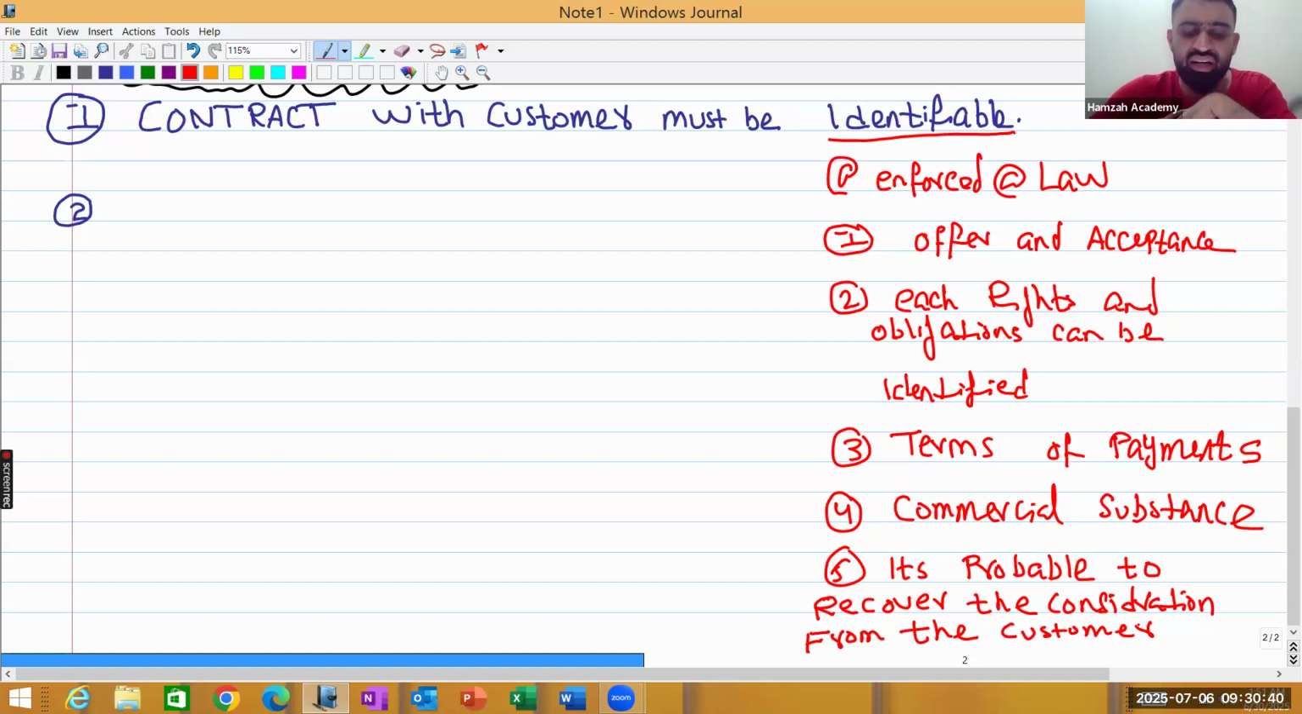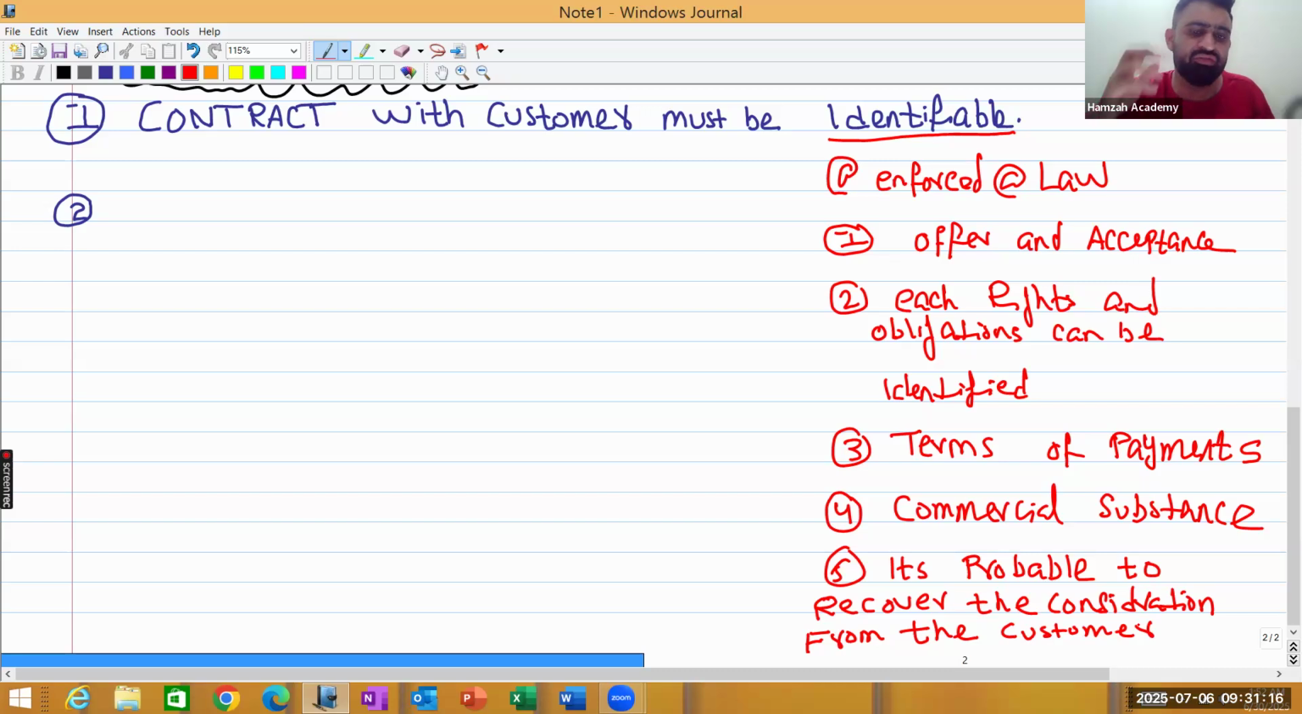So a contract will be identifiable if there is a proper offer and acceptance where the entity can identify each party's rights and obligations, where the entity can identify the terms of the payment, when the contract has commercial substance, it is not of a social nature, and the entity expects that it is probable that they will receive the consideration from the customer. If these elements exist in a contract, then the contract is identifiable.